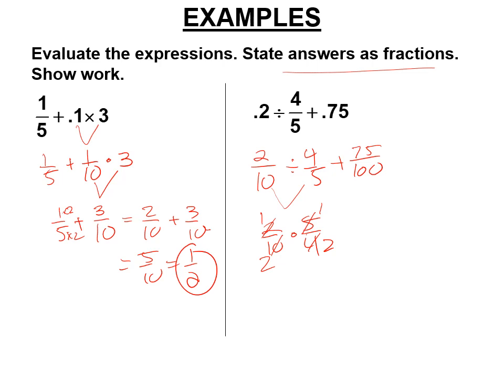And I'm getting 1/2 times 1/2. I'm getting 1/4 plus 75/100. We know hopefully that 75/100 simplifies to 3/4. So this is 1/4 plus 3/4, which is 4/4, which is 1 after all that work.